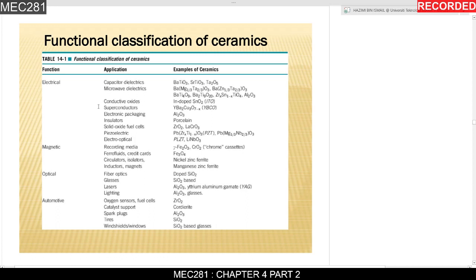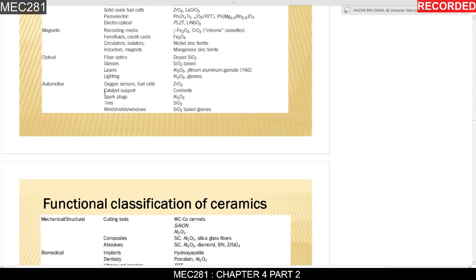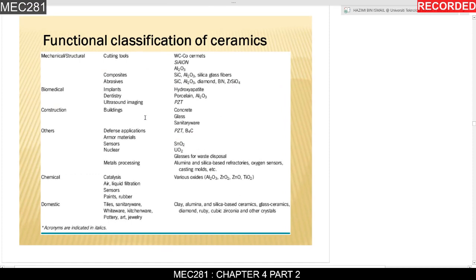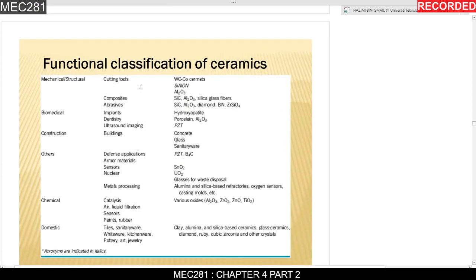Okay, as you can see here, electrical, we have capacitors and so on. And for the automotive, we can have spark plugs, tires of ceramics. Yes, you can find that on YouTube, how the tires are made using silicon oxide. And of course, windshield, cermin kan, cermin, catalyst support, oxygen sensor, and so on. And for the mechanical structures, we have the cutting tools, abrasive ni, penting, abrasive for polishing and cutting in our equipments. Okay, biomedical ada digunakan implants, dentistry, gigi, untuk gigi palsu and so on.